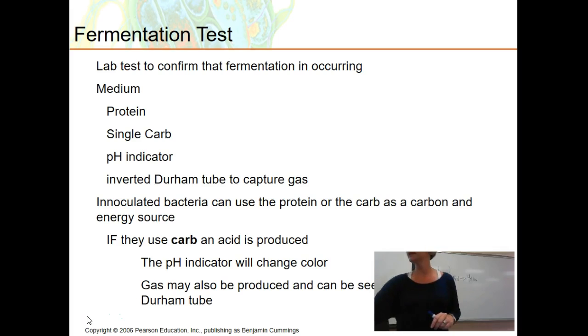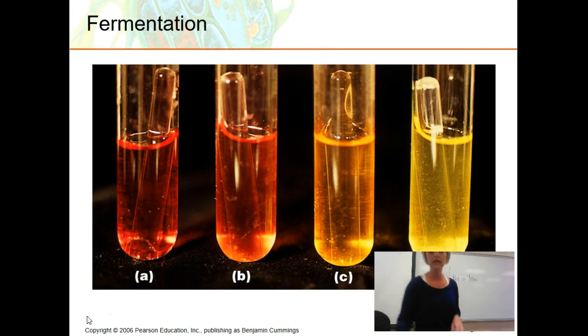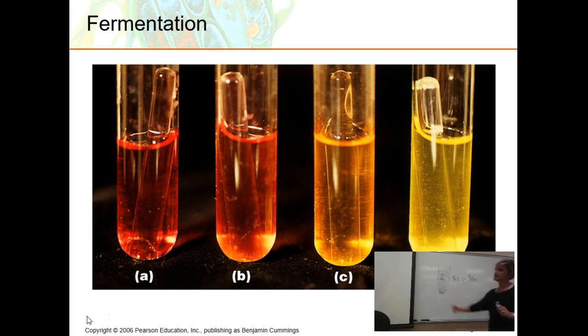So let's take a look at an example test. Take a look here. These have all been incubated for at least 24 hours. We'll say 48 hours. Is A a fermenter? No. Why do you say that? Because it's red. It started out red. It ended red. Which means, what did it use as its source of energy? The protein. Can't be the carbohydrate, or it'd be yellow.